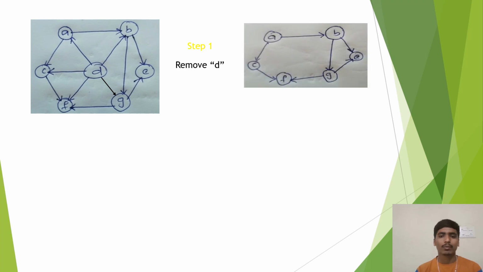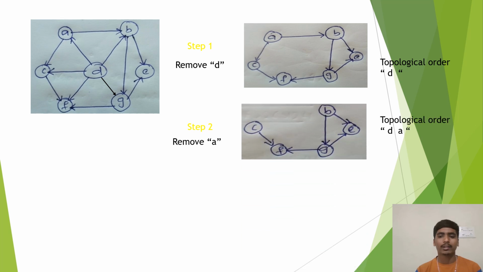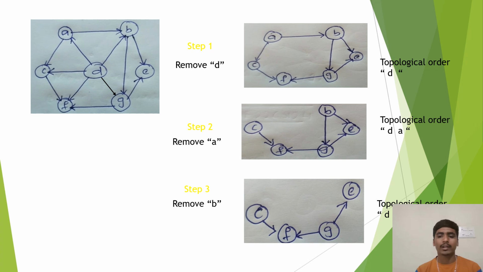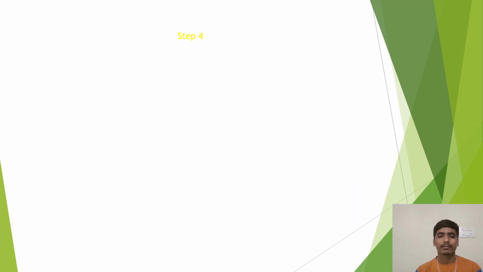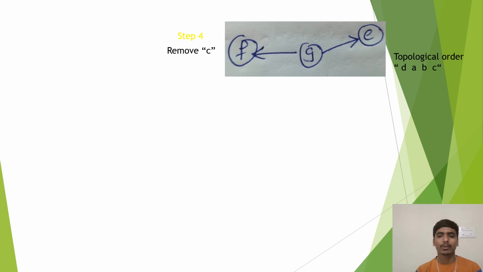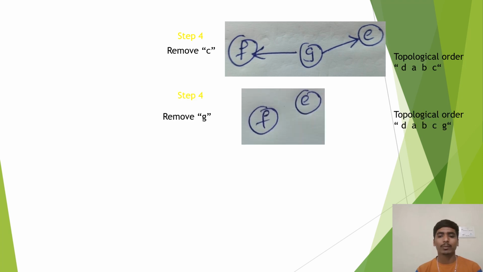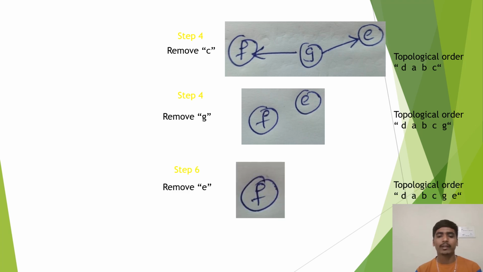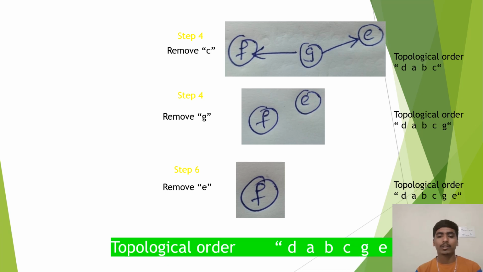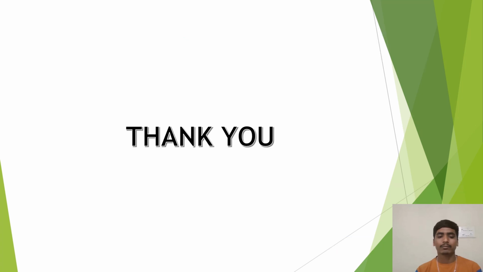Step 1. Remove D. The topological order is D. Step 2. Remove A. The topological order is DA. Step 3. Remove B. The topological order is DAB. Step 4. Remove C. The topological order is DABC. Step 5. Remove G. The topological order is DABCG. Step 6. Remove E. The topological order is DABCGE. The topological order is DABCGE. Thank you.